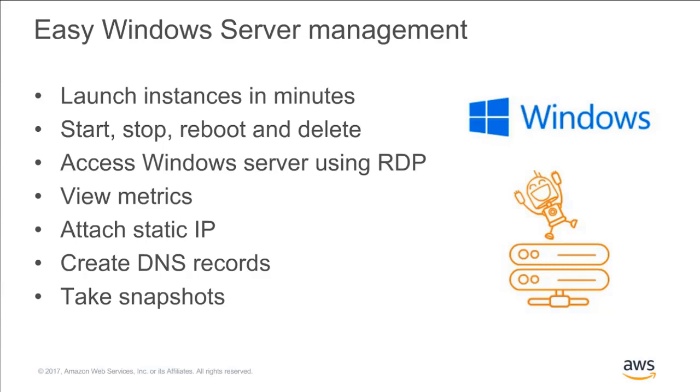Like Linux, you're also able to view metrics about your server from within the console. You can attach a static IP so that you have a fixed IP address associated with your server. You can create DNS records, and you can take snapshots. Snapshots are an easy way to back up your Windows Server, and you're also able to resize it. So if you start off on, say, that $10 free plan just to try it out, like it, but realize you need a more powerful server to run your Windows environment, you can take a snapshot and then create a new instance from the snapshot on a larger size.